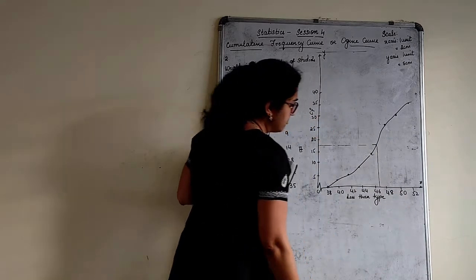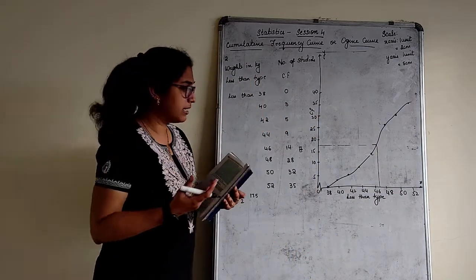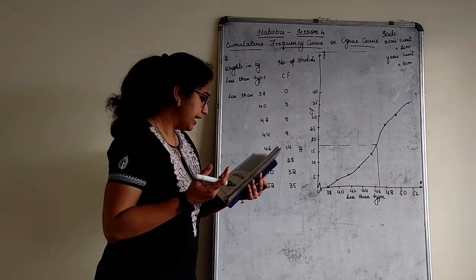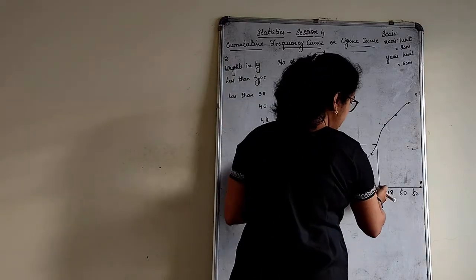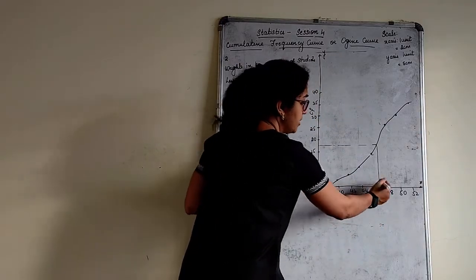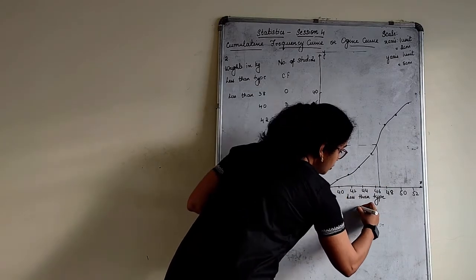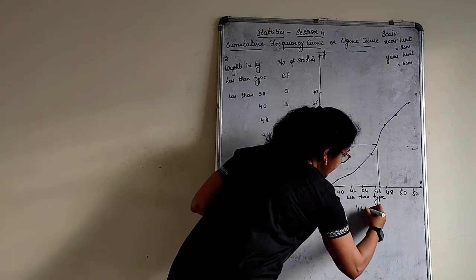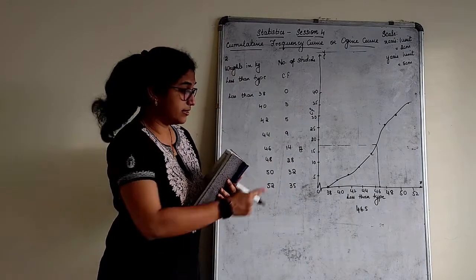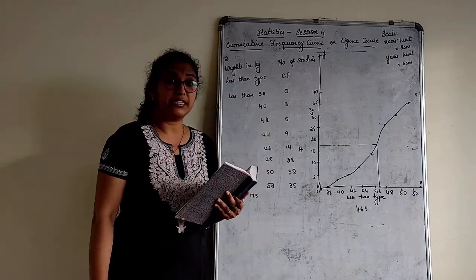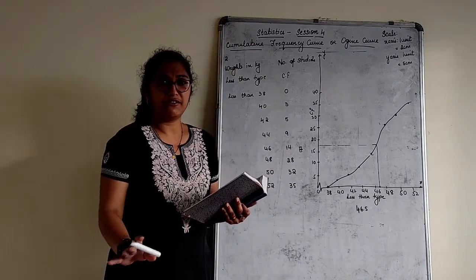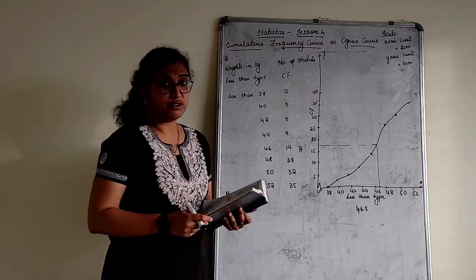Mine is somewhere coming in between 46, beyond that. So just check. Actually it comes, yes, beyond 46.5. According to the answer, the median should be 46.5. And you get that, as what I have got. So the median is 46.5. That's all, the final answer. So it's very clear how to plot this.